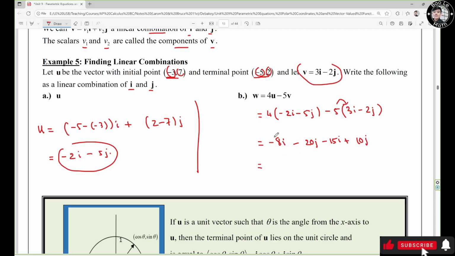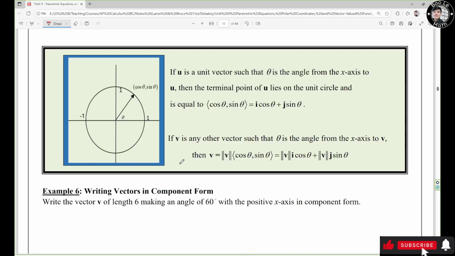Now you're going to combine like terms, this guy right here and this guy right here, right? So it could be negative 23i. And then this guy right here and this guy right here turns out to be negative 10j, right? Now let's move on to the next one.